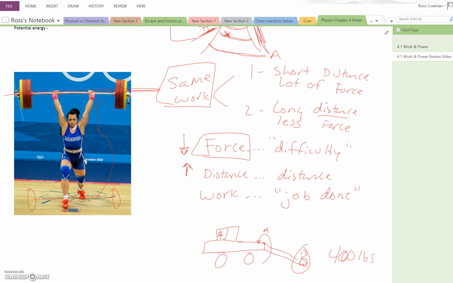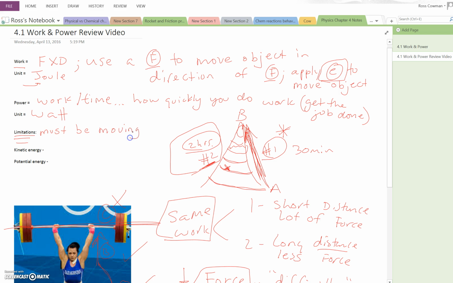The only time she does work is when she moves it from the ground up to her shoulders and then overhead, right? A, B, and C. A, she does work. B, she does work. C, she does no work when she's holding it over her head. So that's kind of the limitation, is that it must be moving and in direction of the force.